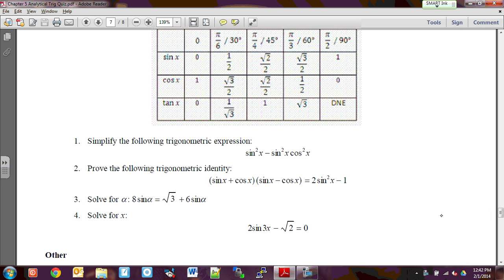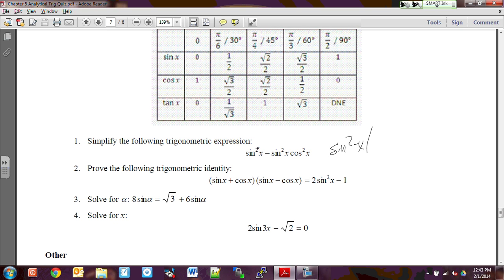All right, here's your Chapter 5 Analytical Trig quiz review. Number one, it says simplify the following trig expressions. So here we have sine squared x minus sine squared x cosine squared x. The first thing you want to do, since both of these terms have a sine squared x in them, is pull out the sine squared x.